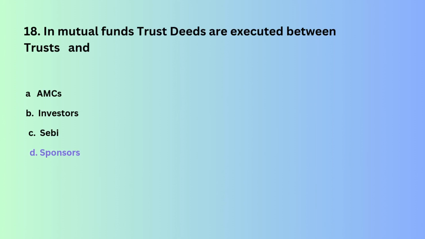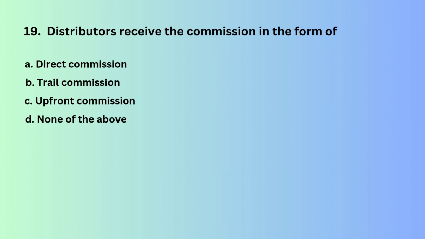Question number 19. Distributors receive the commission in the form of A, direct commission, B, trail commission, C, upfront commission, and D, none of the above. And the correct answer is B, trail commission. Now see, earlier there was upfront commission also, but nowadays it has been changed and the distributors get only the trail commissions till the units are held in their account.